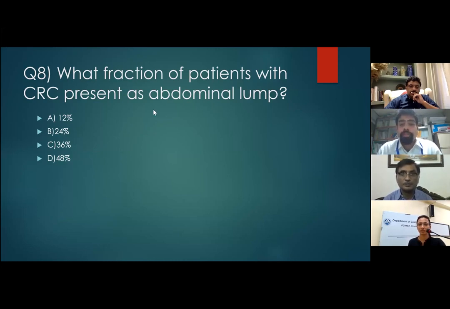So the polling is in progress. So in fact, 15% are in support of option A, 40% are in support of option B, another close to 40% are in support of option C, and 9% say it is option D. The correct answer, to the surprise of many, almost 80% got it wrong, is 12%.